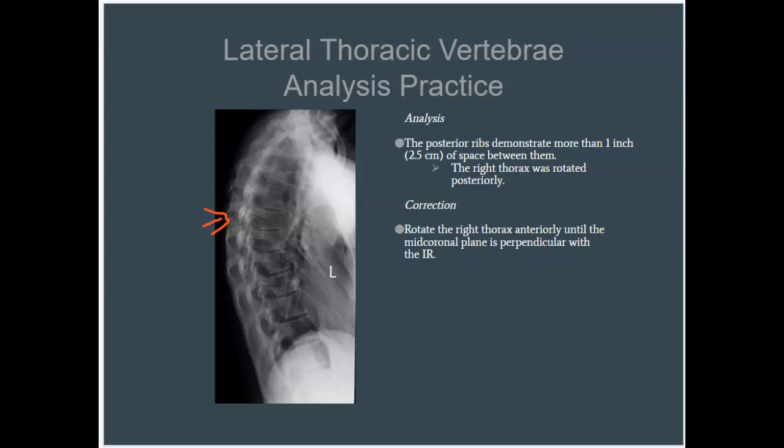In order to correct this, you need to make sure that the mid-coronal plane is perpendicular with the IR. Adjust those shoulders so that they are exactly one on top of another. Ensure that your ASISs are right on top of each other, making sure that the patient's hips are not rotated anteriorly or posteriorly, because this all affects our imaging.